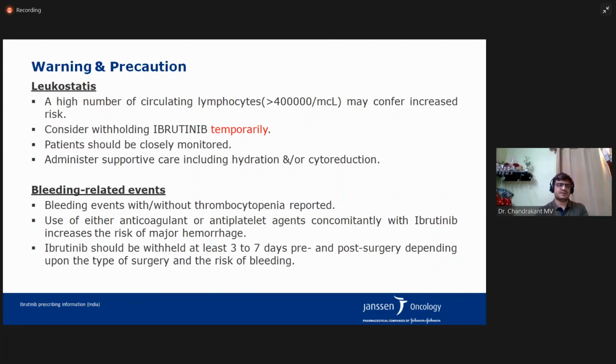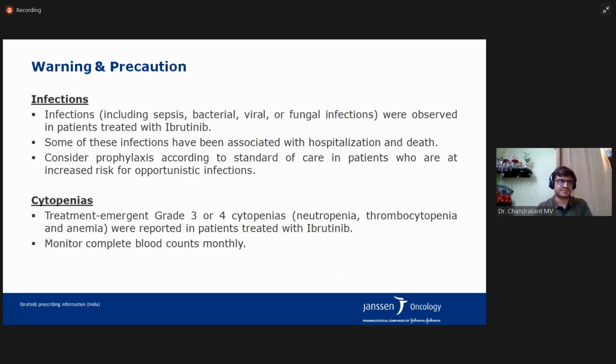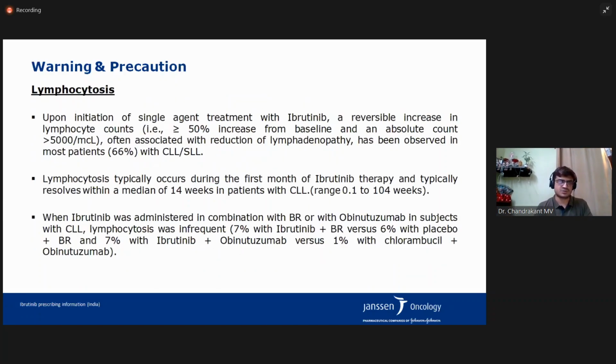Because there is a transient increase in the lymphocyte count, we should be cautious about leukostasis and increase in viscosity. Therefore, hydration and cytoreduction become important, and bleeding-related events also become important, because there is not only thrombocytopenia but also thrombasthenia. So they are inefficient platelets, therefore bleeding may be seen as a struggle. Infections and cytopenias are also common.